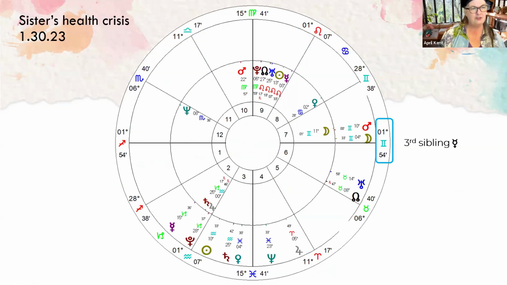Do I want to do this one? Yeah, well, okay, so here's my chart for the day my sister had a health crisis.